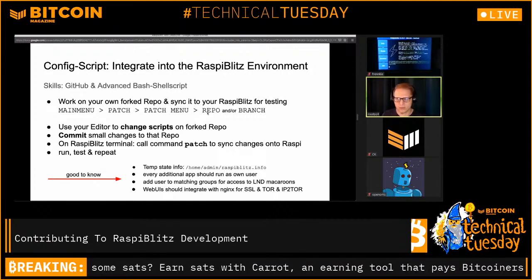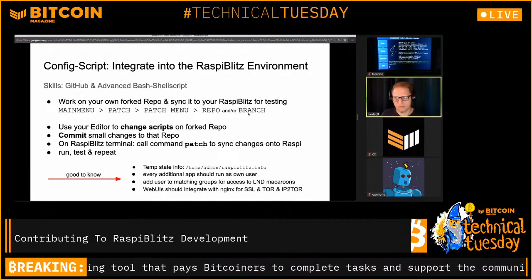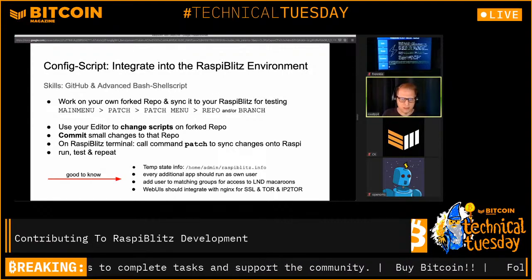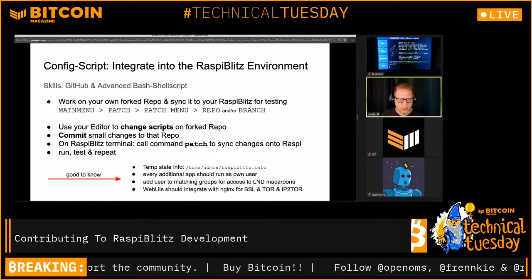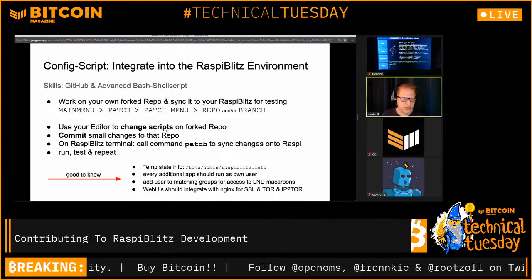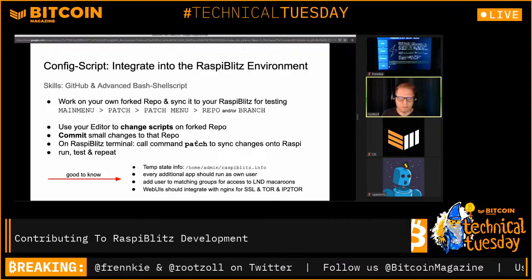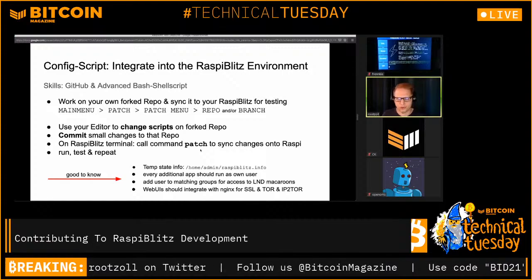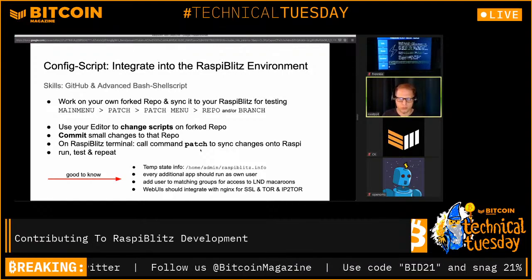So you just use your username on GitHub for the repo, and then you let it know that you want to work on a special branch for the special feature you're programming. Just try this out. Once you've connected your Raspiblitz with your own repo, you're in exactly this routine. You change stuff on your repo, you commit to that repo, and then you sync it with the command patch. If you're on the terminal, which you normally already are when trying stuff out on your config script, you just have this one command called patch.